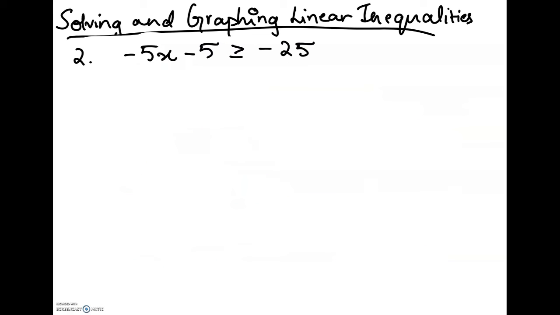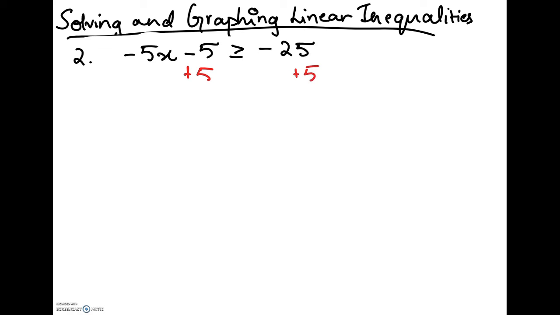Okay, so this is our next example. We have -5x minus 5 is greater than or equal to -25. Now, as I said before, don't let the negative signs confuse you. We're just going to do the same thing. We're going to want to make the x isolated. In this case, we have a -5 right next to it, so we're going to get rid of that by adding 5 on both sides.